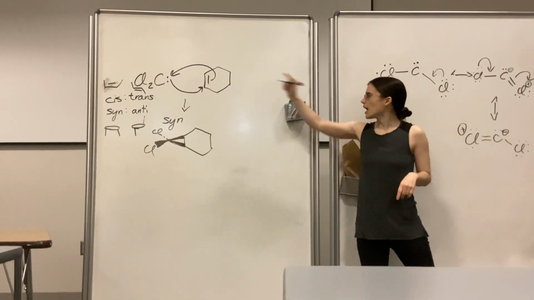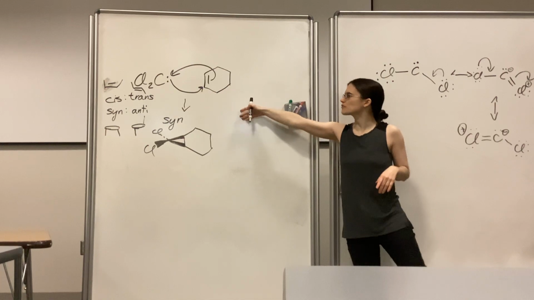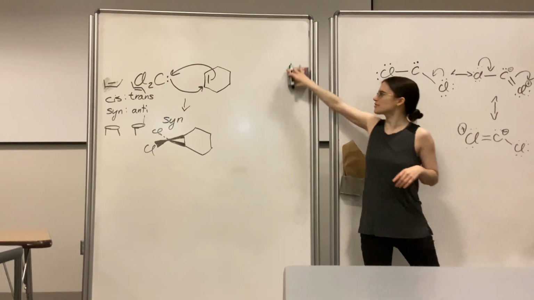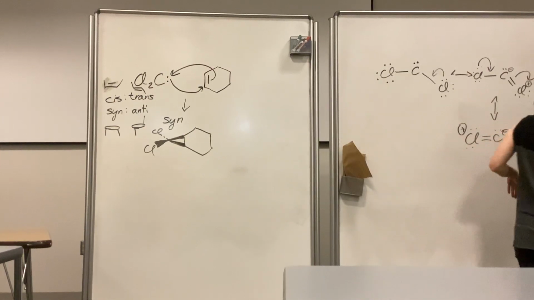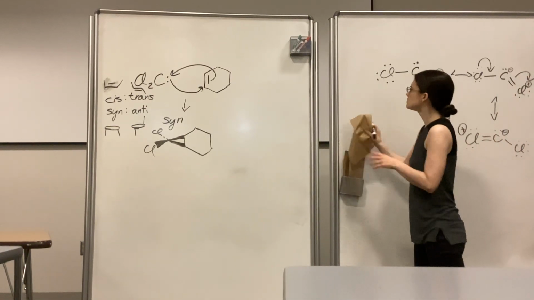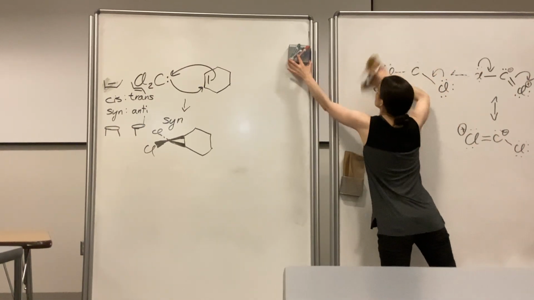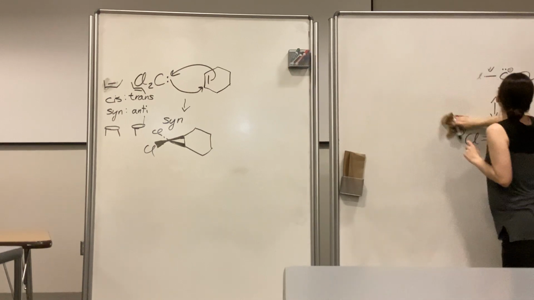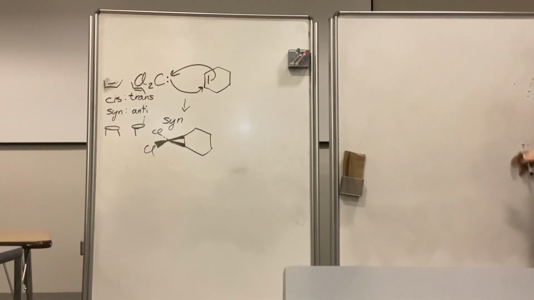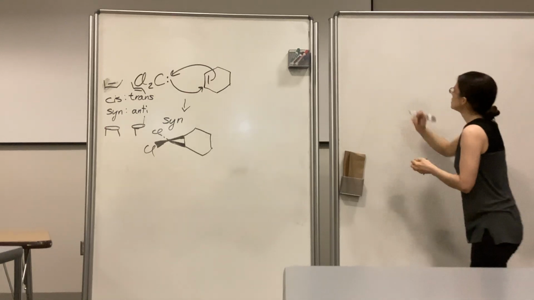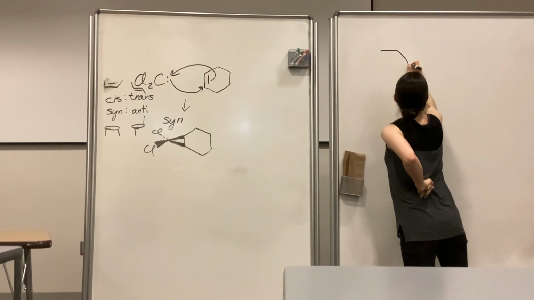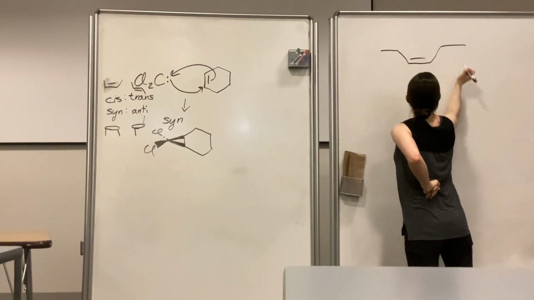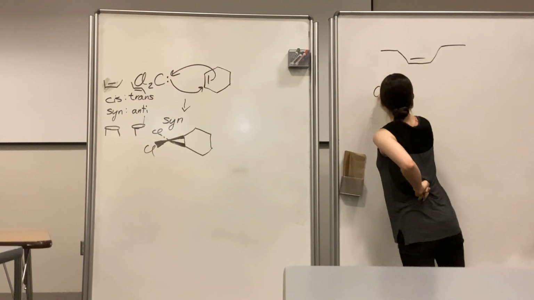What if we react dichlorocarbene with a double bond that's not in a ring? So in your slides, we've got that, and we have this.